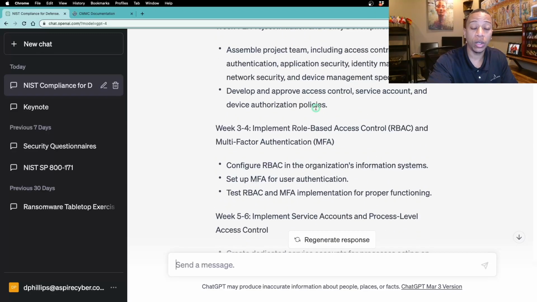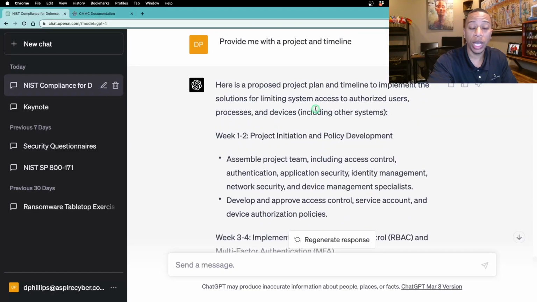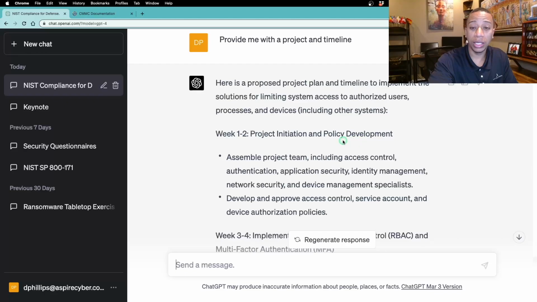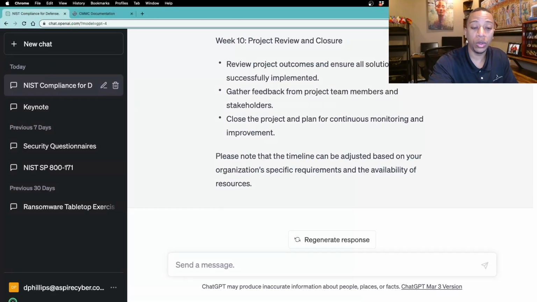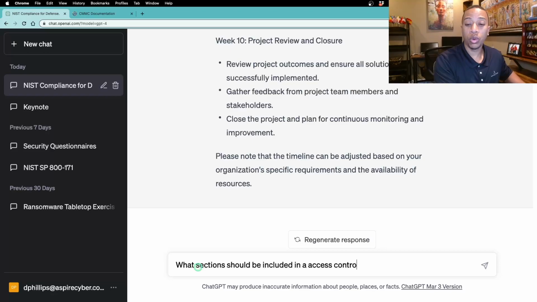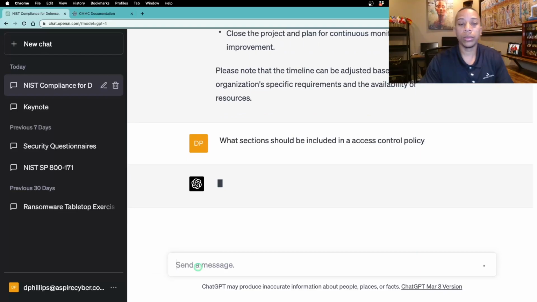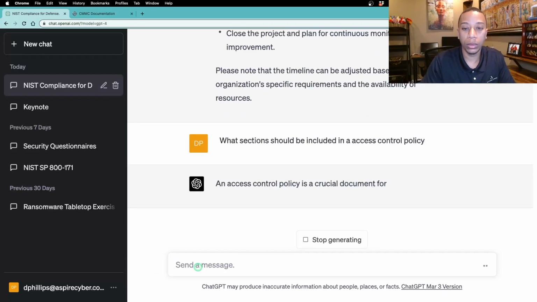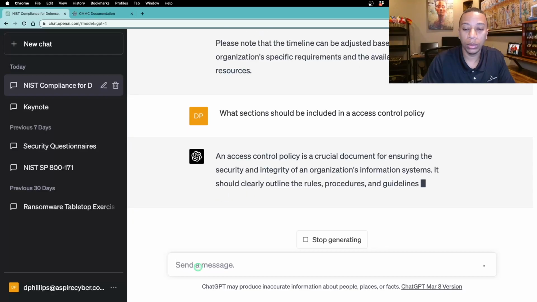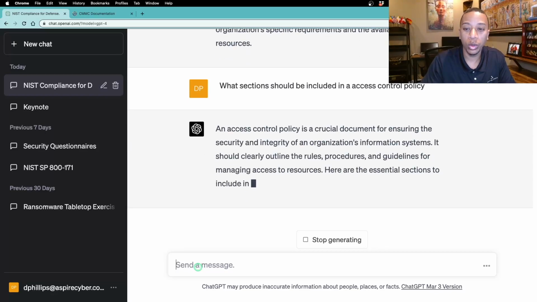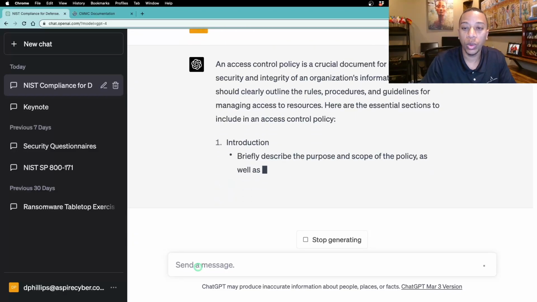Once you select the technical solution, it can help you with the configuration, give you guidance on that, and then also with the policy development. Let's show you how we can use it for policy development. I'll start off by saying, what sections should be included in an access control policy? So it should clearly outline the rules, procedures, and guidelines for managing the access to resources.